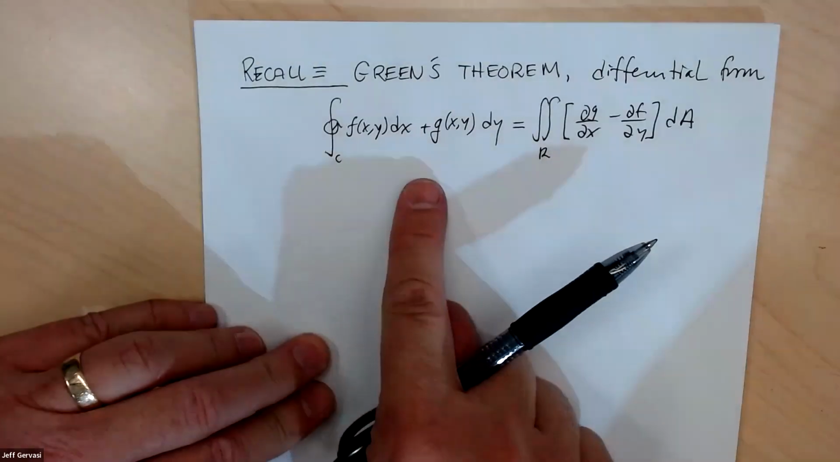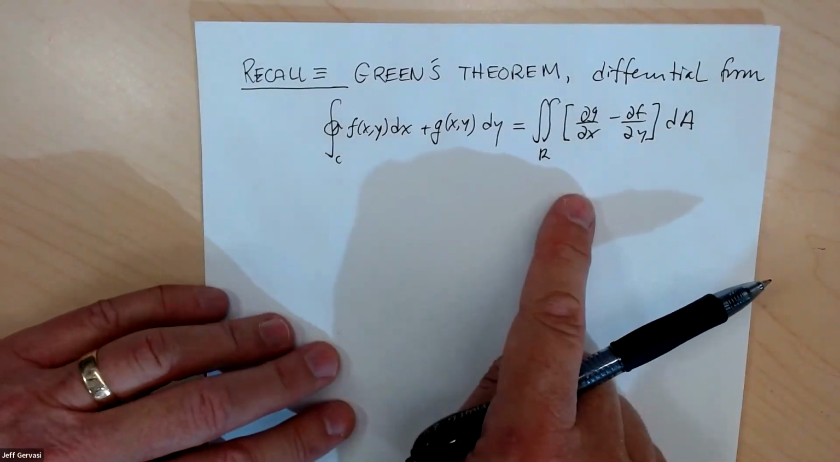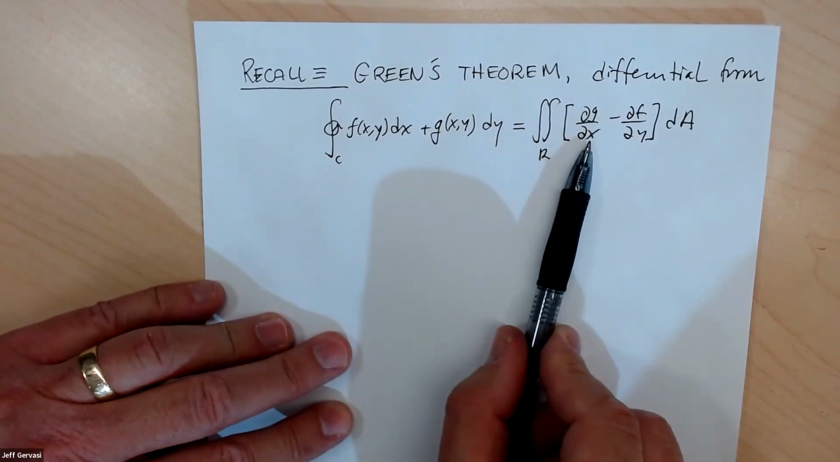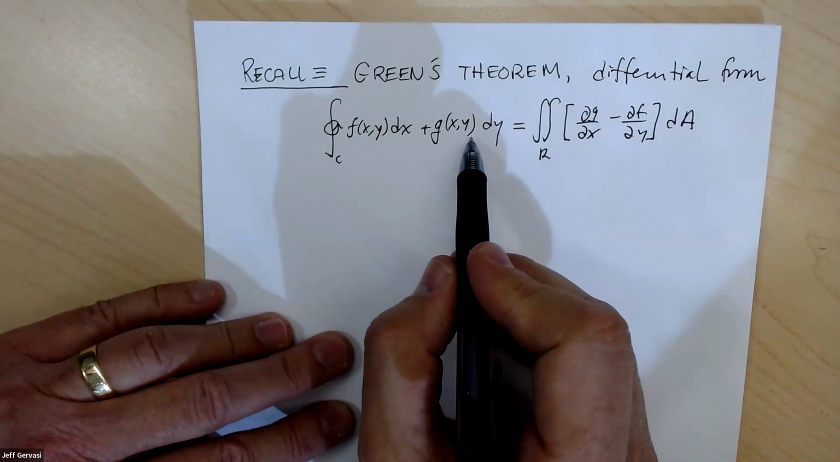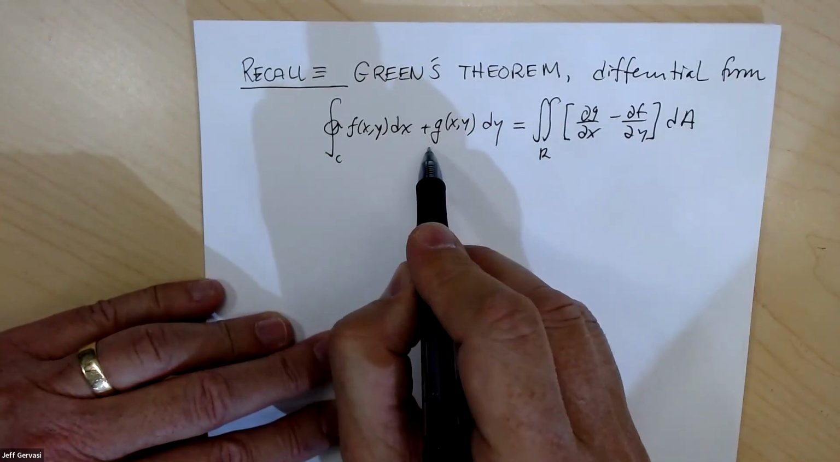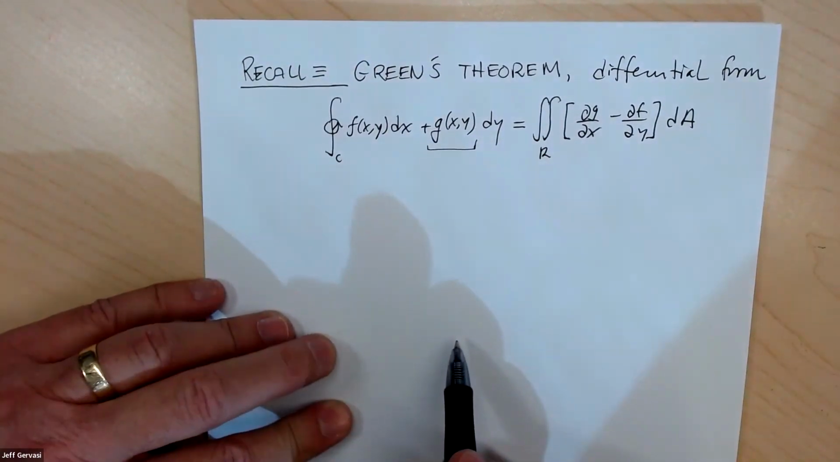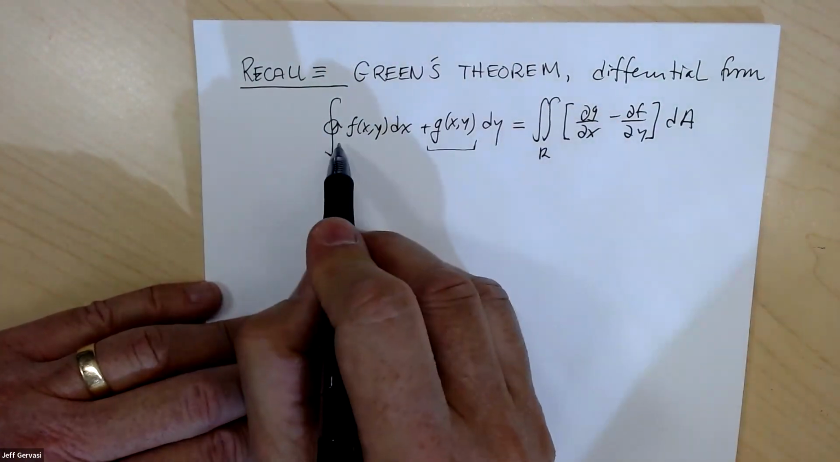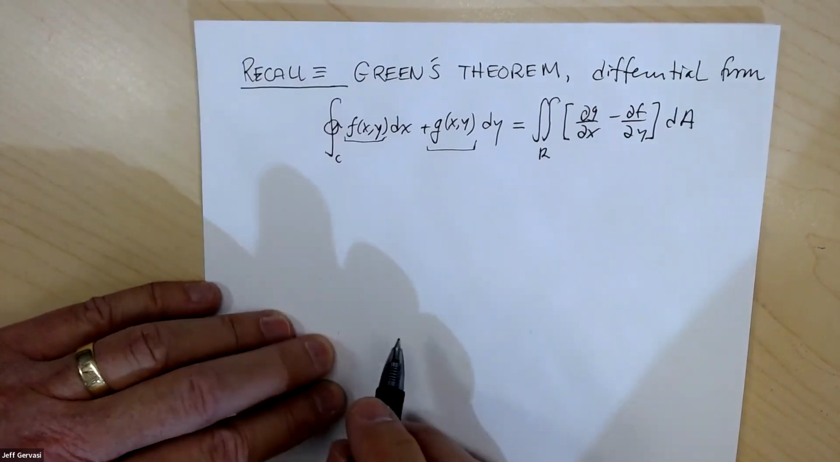Okay, so here's Green's theorem, right? This is the differential form of Green's theorem. And notice on the right-hand side, we have the partial of g with respect to x. Remember, again, g itself, that's the coefficient of the dy right here. And the partial of f with respect to y, well, f, that is the coefficient of the dx.